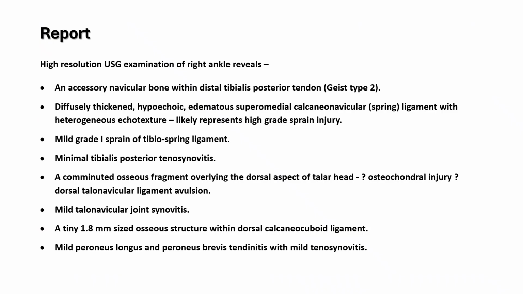So these are the composite images, and the report revealed an accessory navicular bone within the distal tibialis posterior tendon, Gould type 2; diffusely thickened, hypoechoic, edematous superomedial calcaneonavicular, that is spring ligament, with heterogeneous echo texture, likely representing high-grade sprain injury; mild grade 1 sprain of tibiospring ligament; minimal tibialis posterior tenosynovitis; a comminuted osseous fragment overlying the dorsal aspect of the talar head, which could represent either osteochondral injury or dorsal talonavicular ligament avulsion; mild talonavicular joint synovitis; a tiny 1.8 mm size osseous structure within the dorsal calcaneocuboid ligament; and mild peroneus longus and peroneus brevis tendinitis with tenosynovitis.